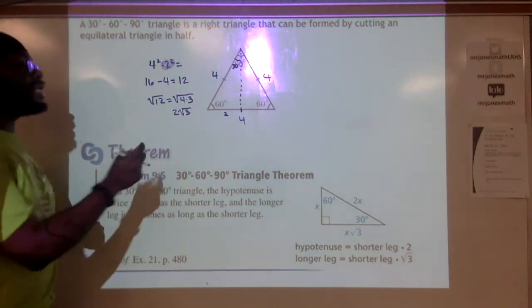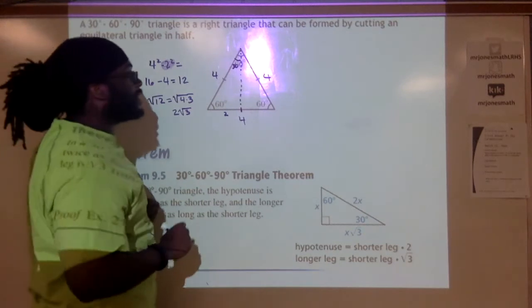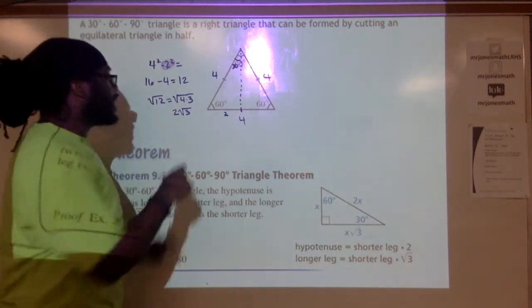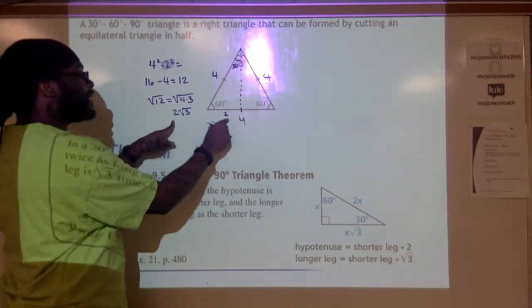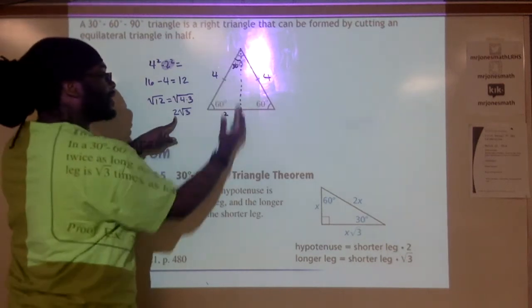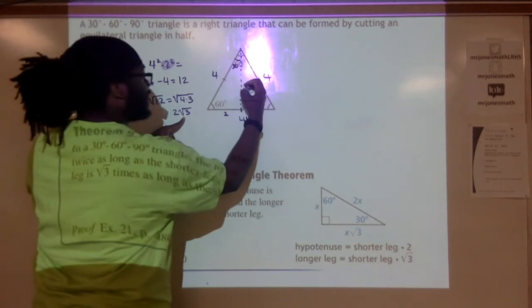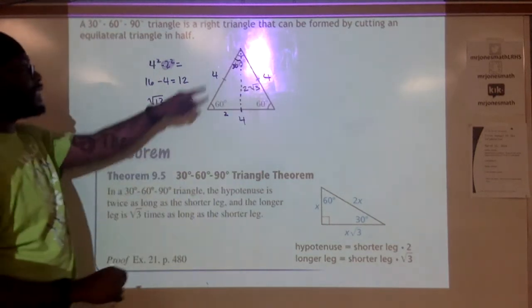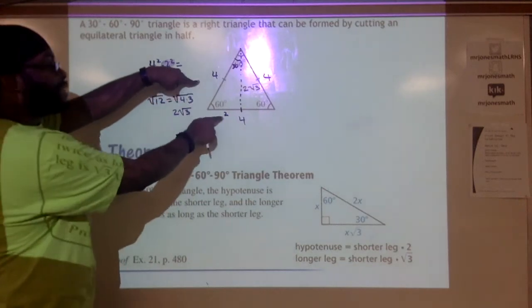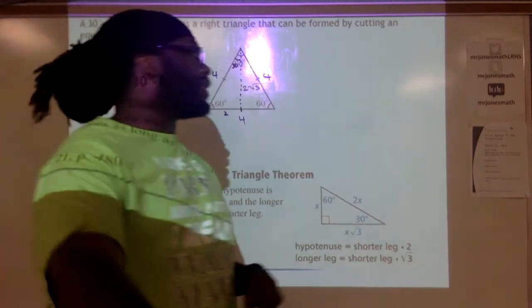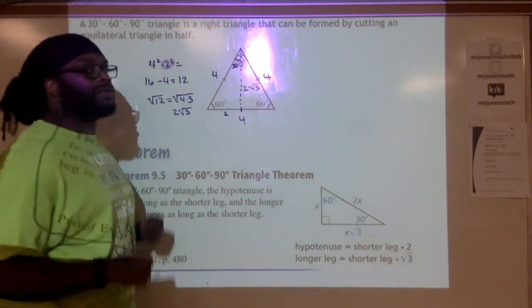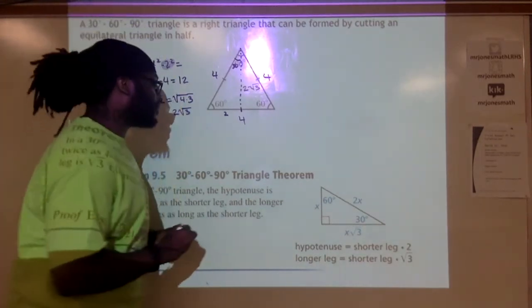So remember, like in a 45, 45, 90 triangle, to find the hypotenuse, it was x times the square root of 2. Here, our x is 2. To find our long leg, we multiply it by the square root of 3. So notice that our hypotenuse is twice as long as our shortest leg. And then the long leg is square root of 3 times as long as our shortest leg.